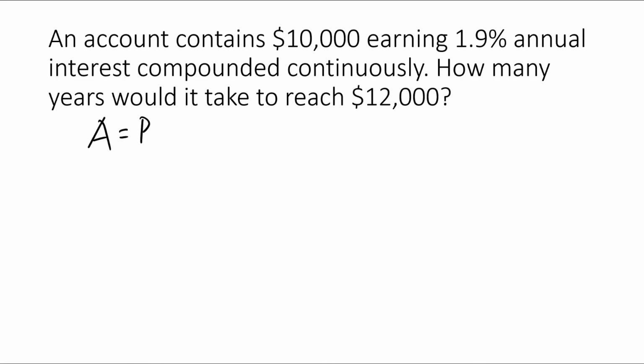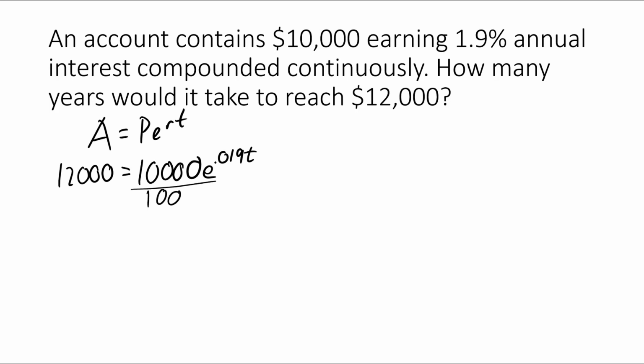So we'll have A equals P e to the RT. We know A, the ending balance, in this case $12,000. And that equals the principal, the starting amount, $10,000, times e to the RT. Our rate, 1.9%, is 0.019, times t. We don't know t, so we'll just put it as t. That's what we're going to solve for. To solve for t, our first step is to divide both sides by 10,000.